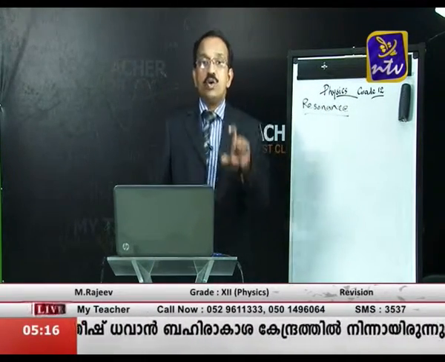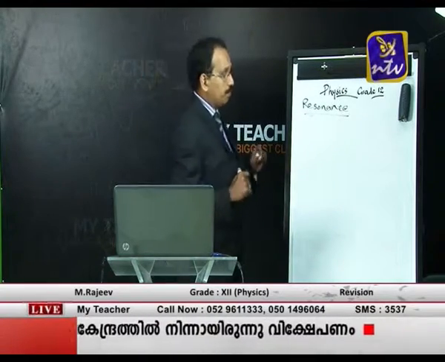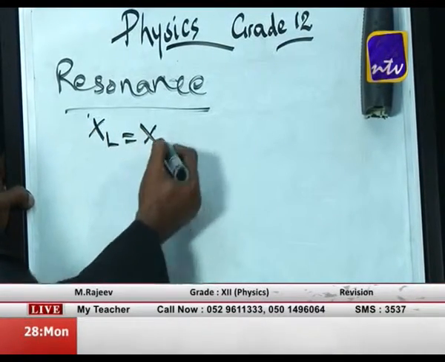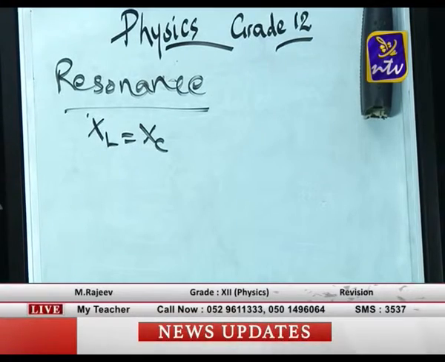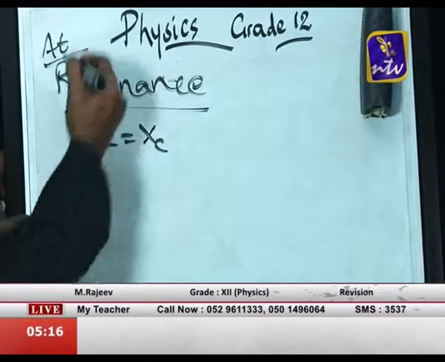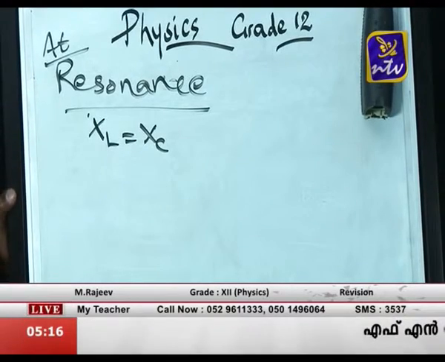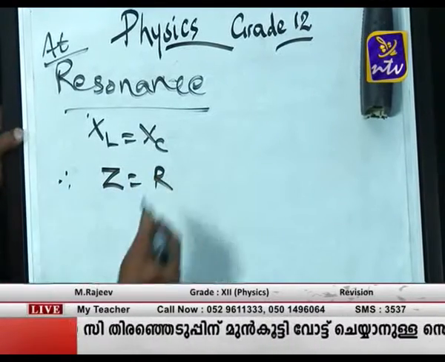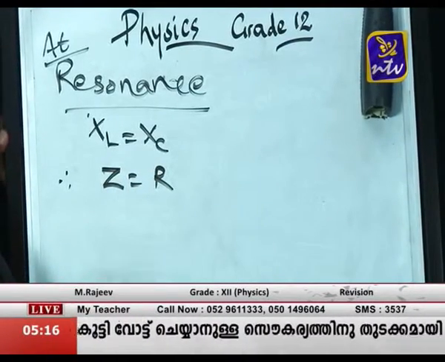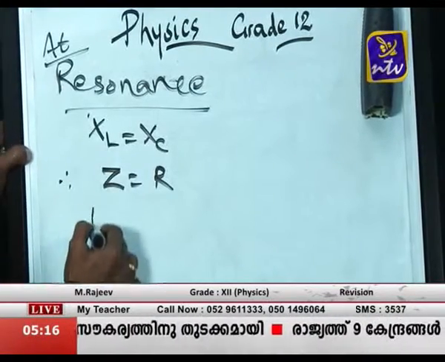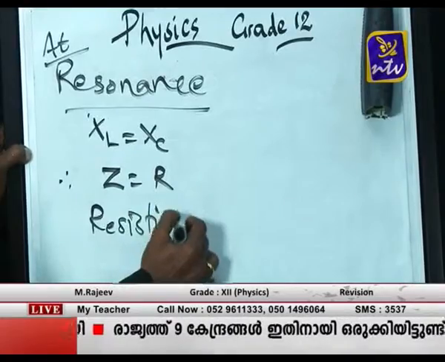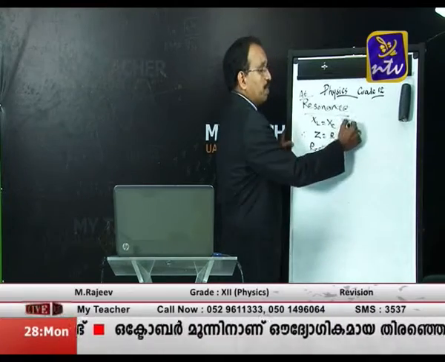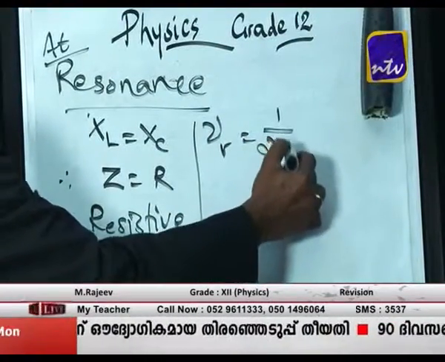At resonance, what all changes happen in a circuit? Listen carefully. The very first thing is, the inductive and capacitive reactance will become equal. At resonance, XL is equal to XC. So from the expression for impedance, you can make out that impedance becomes R, as XL and XC cancel off. That is, the circuit will behave as a purely resistive circuit. The frequency is 1 by 2 pi root of LC.